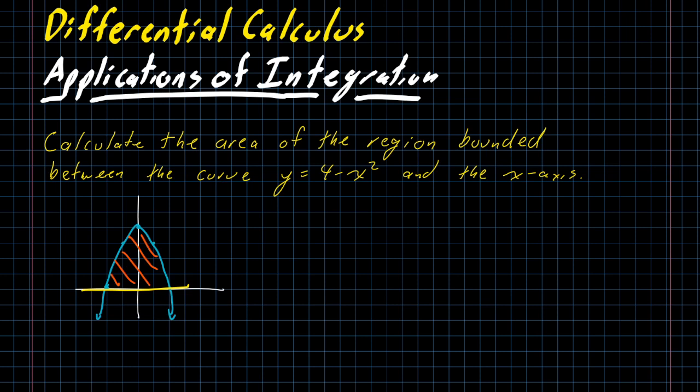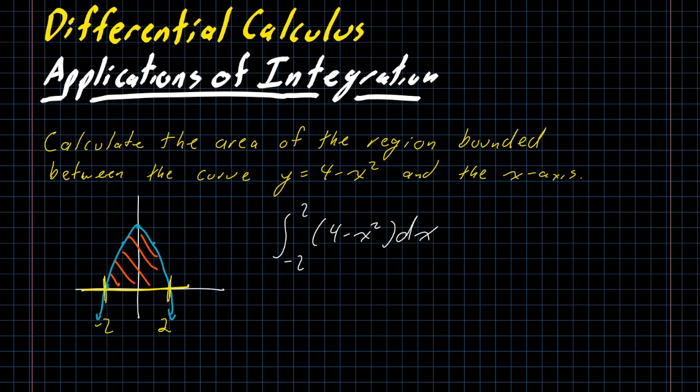Analytically, I know that the area bounded underneath a curve is the integral of that function. I have to know now that the x-intercepts are at -2 and +2, but again, just setting 4 minus x squared equal to 0 and solving for x is fairly straightforward. So this will be the integral from -2 to 2 of 4 minus x squared dx.